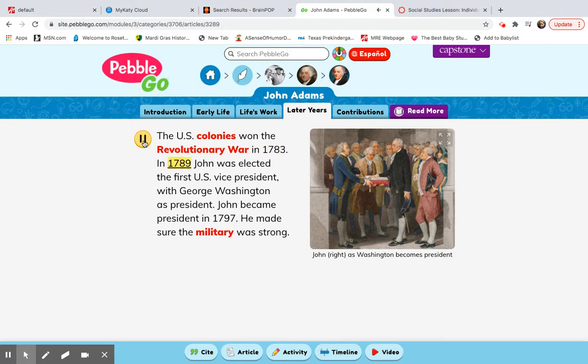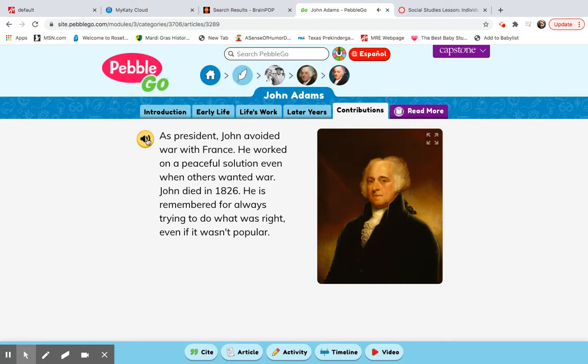In 1789, John was elected the first U.S. vice president, with George Washington as president. John became president in 1797. He made sure the military was strong. As president, John avoided war with France. He worked on a peaceful solution, even when others wanted war. John died in 1826. He is remembered for always trying to do what was right, even if it wasn't popular. All right, so he was also a founding father.